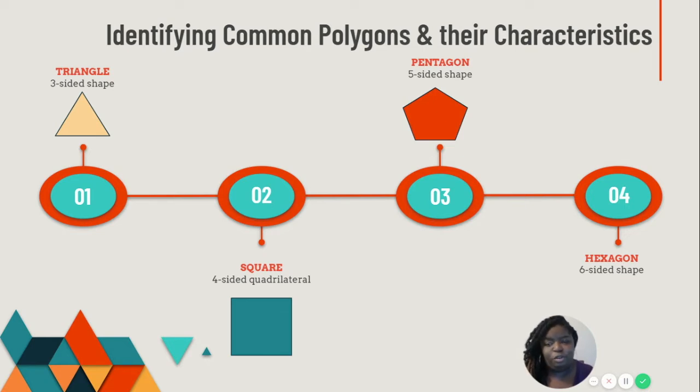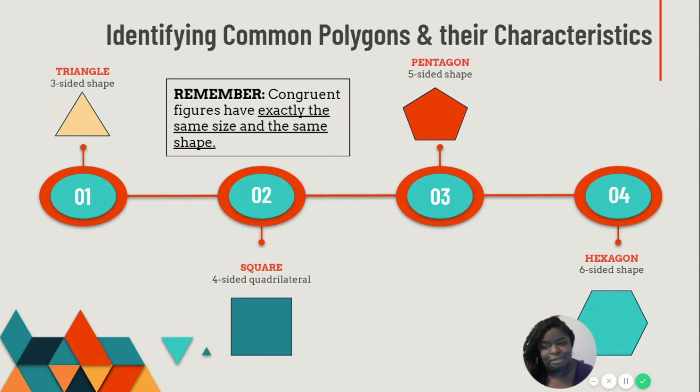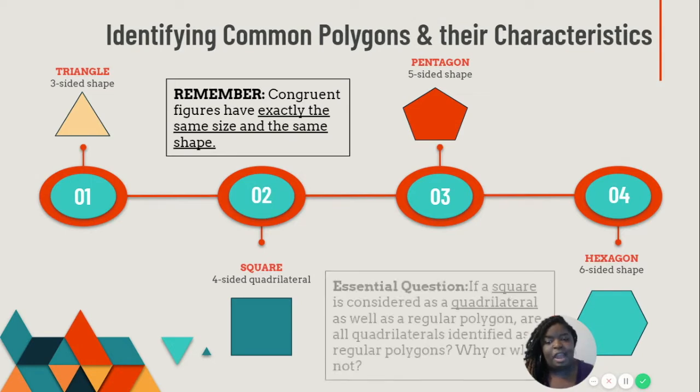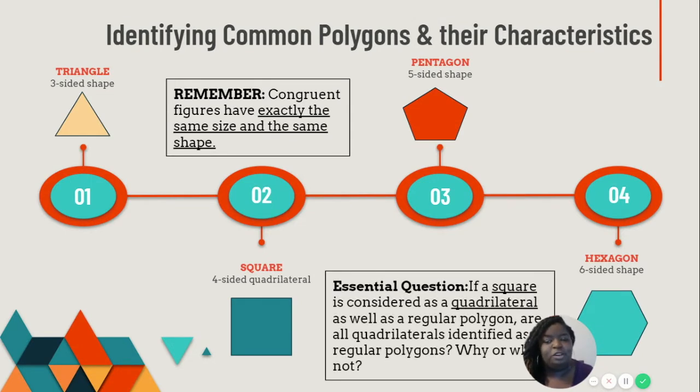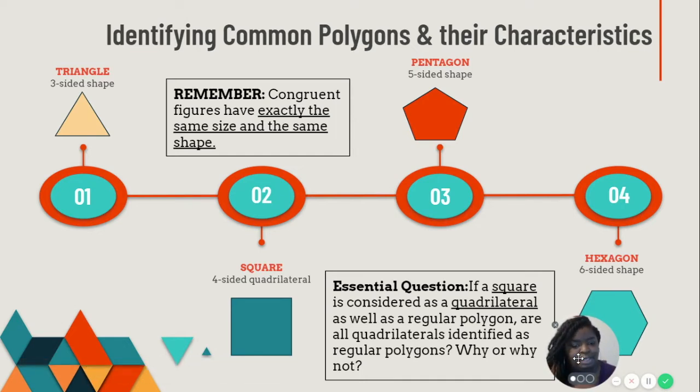There are two things that I want you all to remember. One is that when we're talking about congruent figures, they have the exact same size and the exact same shape. And I have a question for you all that we're going to answer later on in this week's lesson. If a square is considered a quadrilateral, remember a quadrilateral is a four-sided shape, as well as a regular polygon, are all quadrilaterals identified as regular polygons? Why or why not? We're going to answer that later on in this lesson.